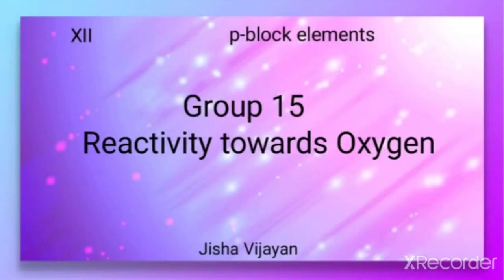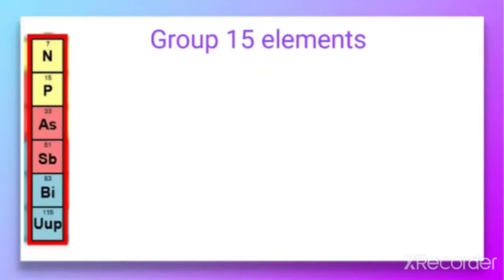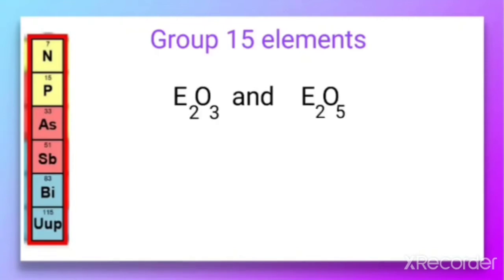Hello students, let us discuss group 15 element reactivity with oxygen. The elements of group 15 combine with oxygen directly or indirectly to form two types of oxide, that is E2O3 and E2O5. E2O3 are called trioxides and E2O5 are called pentoxides.